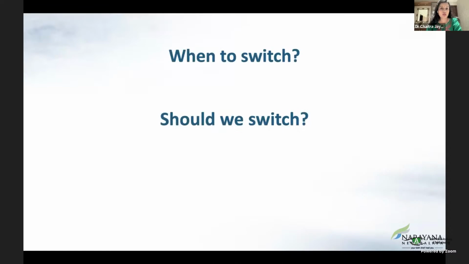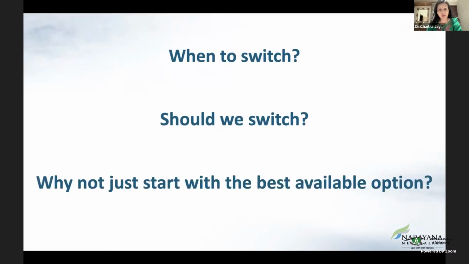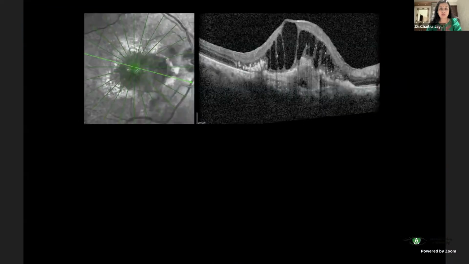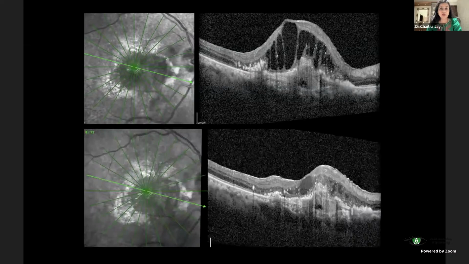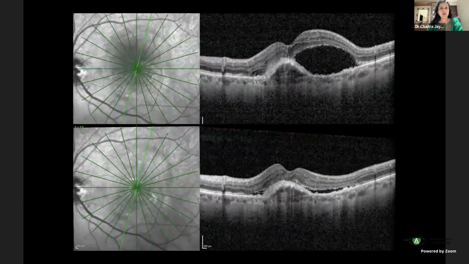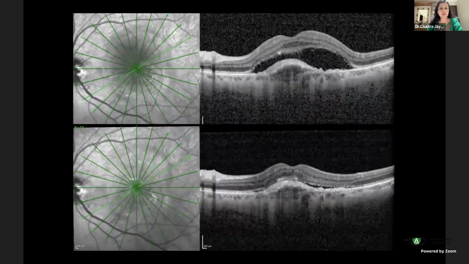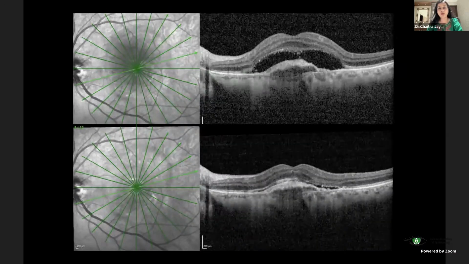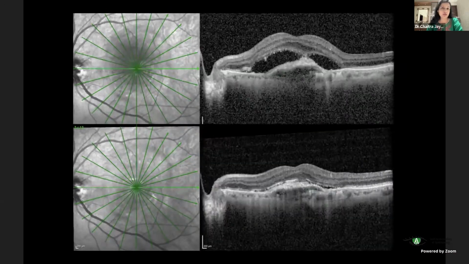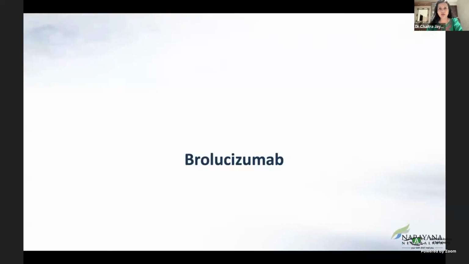Now, when to switch? Should we even switch? Why can't we just start with the best available option that we have in our armamentarium? So look at this patient. This is not a patient with DME. I'm just giving an example. This patient, I would have been very skeptical about giving brolucizumab, but with just one injection, you can see that the intraretinal fluid has come down dramatically. Now, this is another patient. Again, you can see the subretinal fluid, the PED, everything has started coming down with just one injection of brolucizumab. So when we've already had experience in other diseases with this particular drug, why don't we explore its option in DME as well?